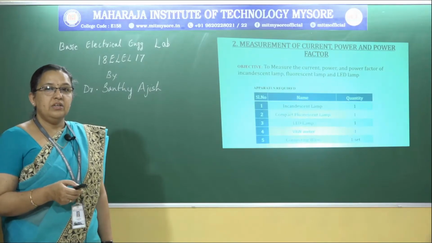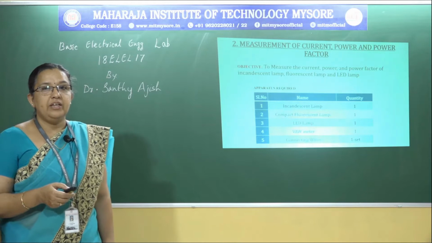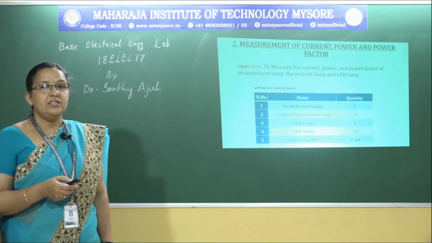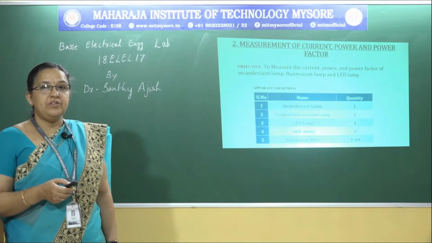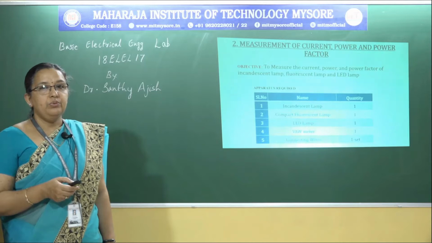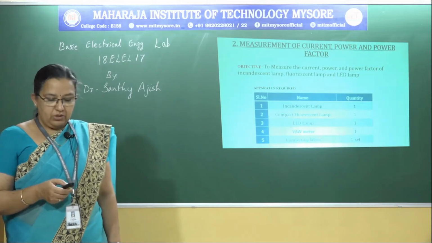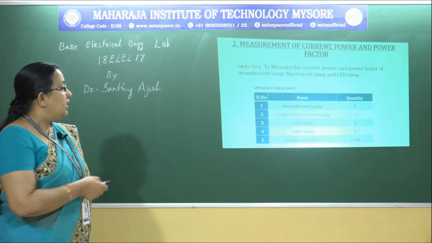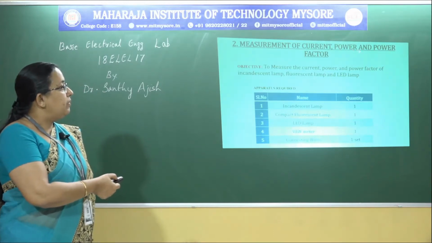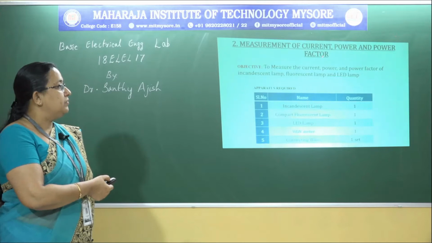Hi students. So we had the introduction about the lab in the last class, and we have seen the first experiment also, we have finished. So now we move to the second experiment. So what was the second experiment? It is measurement of current, power and power factor.